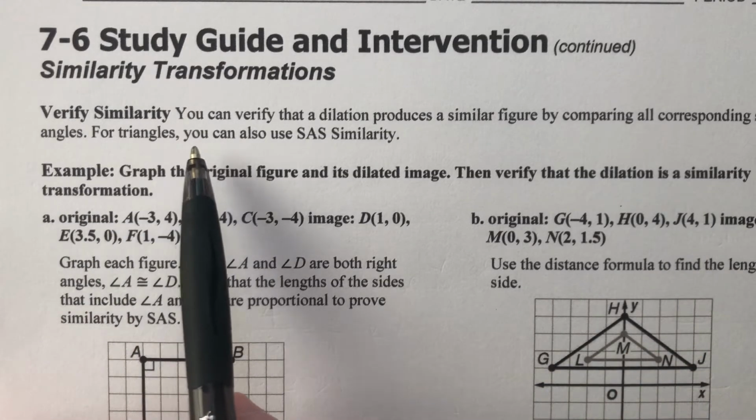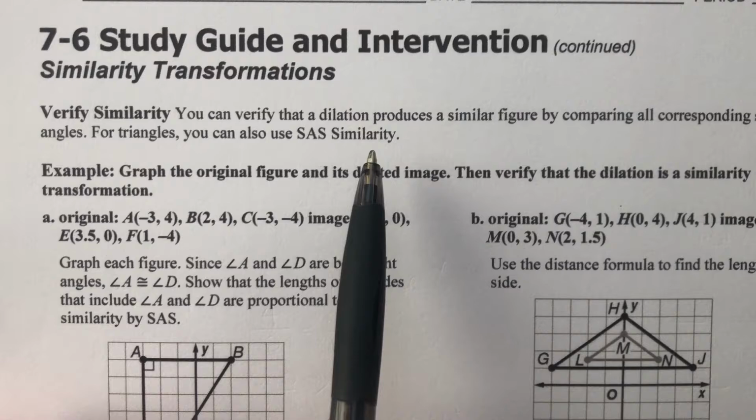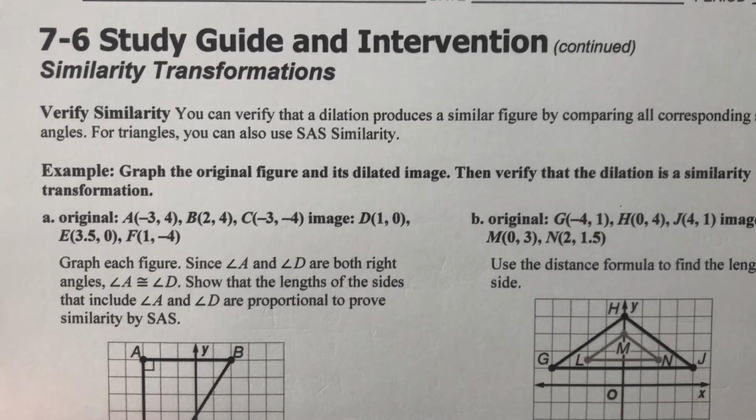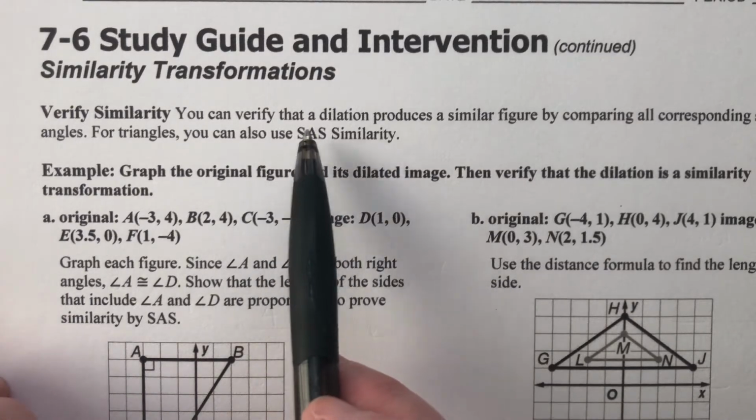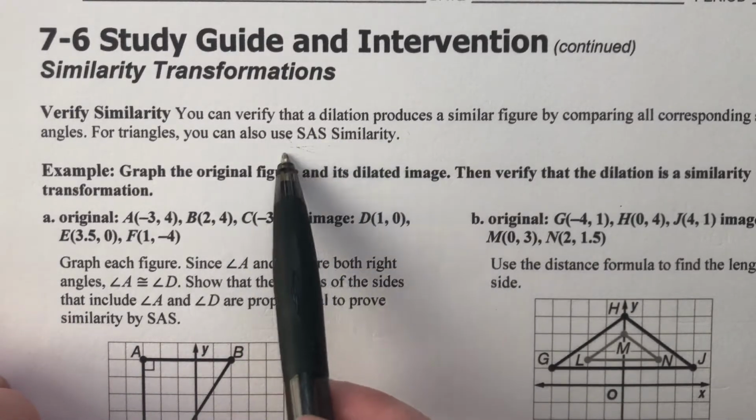For triangles, you can also use SAS similarity. There are other things you can use for triangles too. Remember SSS similarity, all three sides similarity, and AA similarity. There was another one as well, but I don't think we're using it for this one.